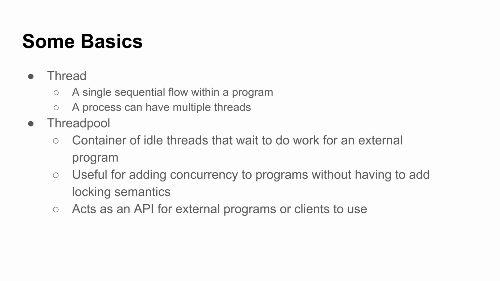A thread pool, on the other hand, is what's known as a container of idle threads that wait to do work for an external program. You can think of it kind of as a library. So you're going to be making your own threadpool.c file, and it's going to implement a bunch of functions that different pieces of program will call. It's useful for adding concurrency to programs without having to add locking semantics. That's the other fantastic thing about it. And it can act as an API for external programs or clients to use, as I said.